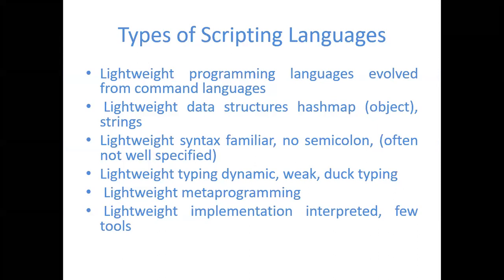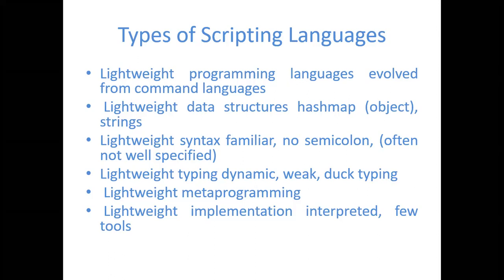Here in scripting languages also we have got different types or categories. Which are those? The first one is lightweight programming languages evolved from the command languages. The best example for this is shell script. Now you have a shell script, which is a part of the operating system, and it is lightweight. As a command, you give a command to the operating system. Then lightweight data structures for hash map and strings. These are the scripting languages which are used again in the Unix operating system. They are used for sorting purposes. Probably you might have used one sorting algorithm. So there you get lightweight data structure hash map. Lightweight, a lightweight syntax, familiar, no semicolon. This is one of the types.